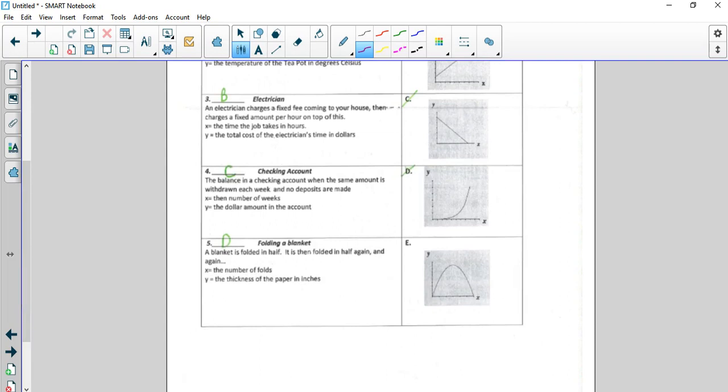And then folding a blanket. A blanket is folded in half, then half again, and then half again. Well, that's exponential growth, because it's doubling each time. And that's what exponential means. Exponential means multiply or divide each time.